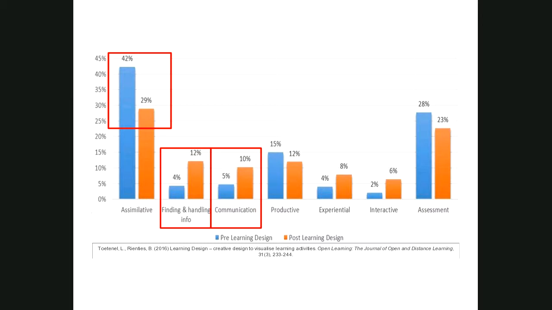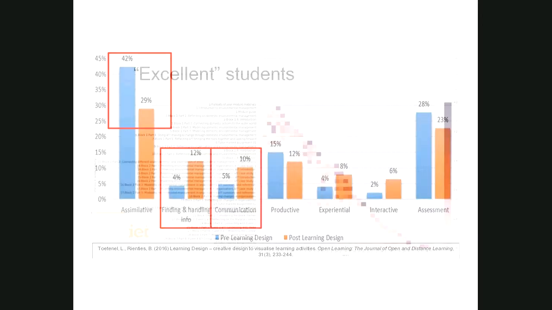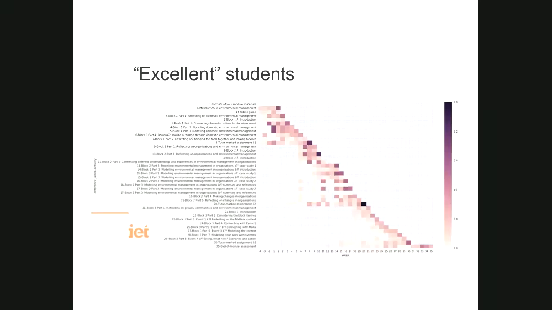So the next question that you can start to ask is, okay, what are students actually clicking on a week-by-week basis? Because thus far, I've only shown you aggregate data on a very crude level. But what we can also start to look at is what kind of activities our students are actually clicking on a week-by-week basis. And this is a kind of heat map of what excellent students are doing.